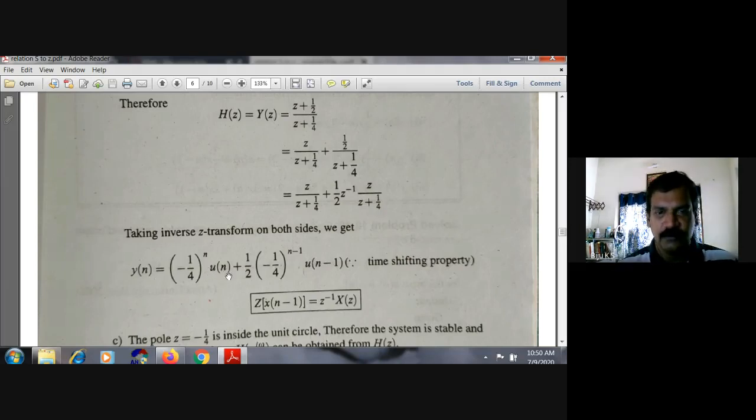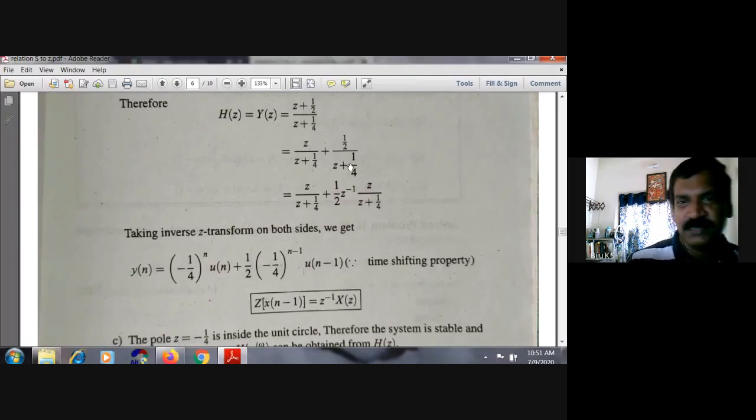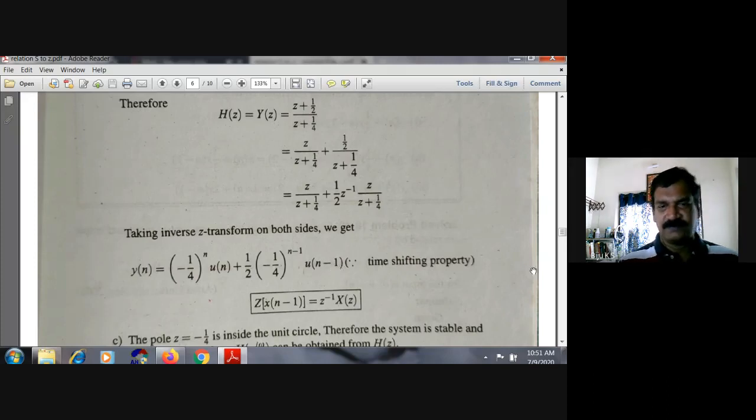Plus here it is half into minus 1 by 4 raised to n minus 1, u of n minus 1, because z inverse means a one-delayed element. In the z domain it is raised to minus 1, but in the time domain it is u of n minus 1. So this is the answer.